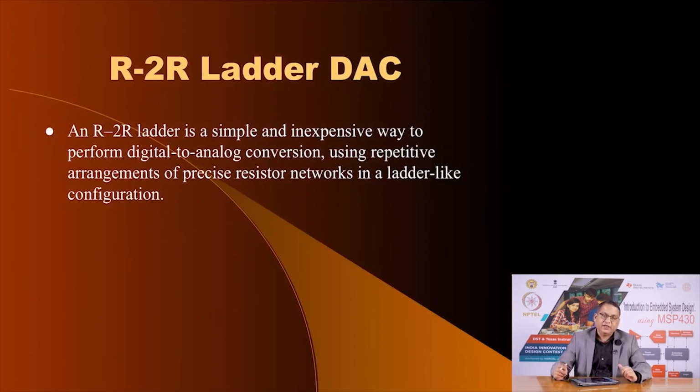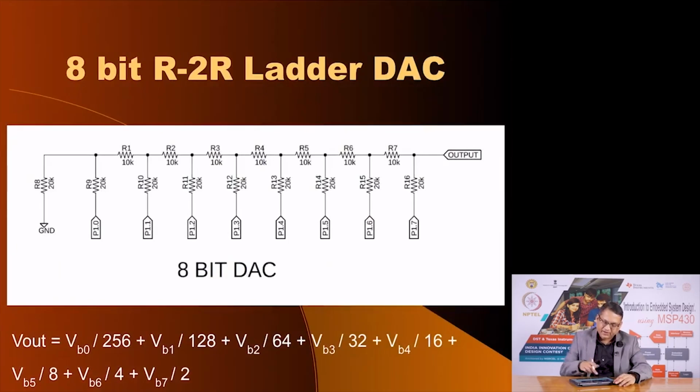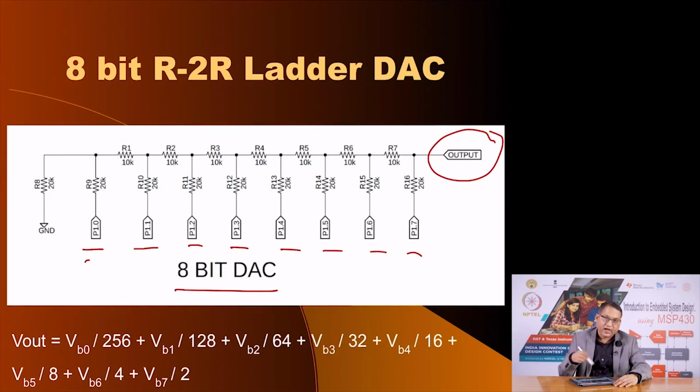In this example here we are going to create an R2R ladder network. It is called R2R because it only uses 2 values of resistor, R and 2R. For example, you could choose R to be 10 kilo ohm and 2R to be 20 kilo ohm. So you could choose these 2 values of resistors and connect them in this fashion. This is the R2R ladder network and it is an 8 bit DAC because we have 8 output pins from the microcontroller feeding this DAC, and here is the output, and this is the equation that governs the bit values and its impact on the actual output.